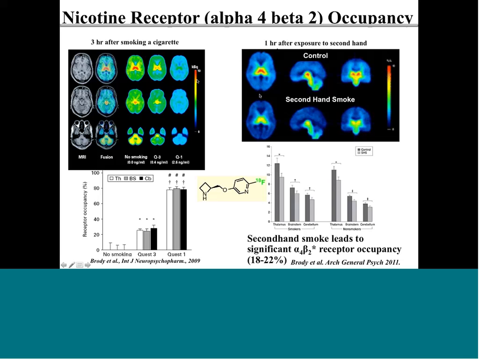But they also did a really interesting study on secondhand smoke. They did these same studies and then had one of the volunteers sitting in a car with a person smoking for an hour. And you see even the secondhand smoke, you can see a real effect on these nicotine receptors. So it's not just something in our imagination. They measure a real effect on nicotine receptors.